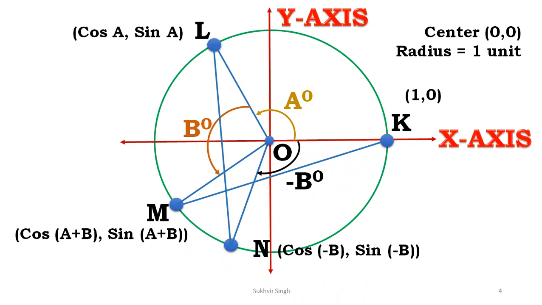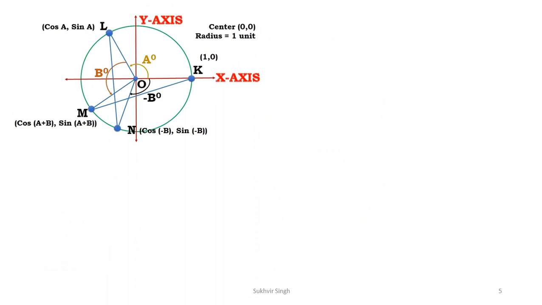Now join LN and MK. It is the basic phase with the help of which we derive the formula cos(A+B) is equal to cos A cos B minus sin A sin B. It is the diagram I have completed in the previous slide. Let angle MON be C degrees. We have to apply this somewhere. MON is C degrees.